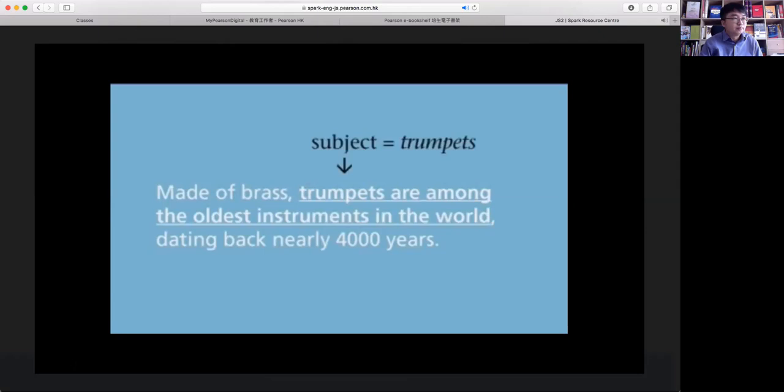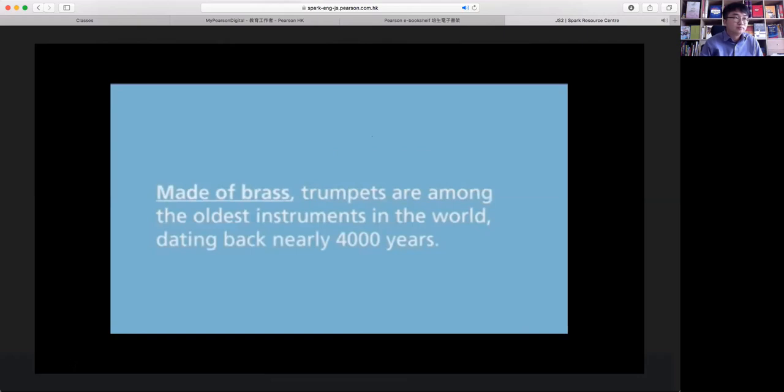Here's the main clause. Trumpets are among the oldest instruments in the world. The subject is trumpets. Long sentences can be hard to understand. Always look for the main clause first, then look for the other clauses. Made of brass is a participle clause, giving extra information about trumpets. In writing, non-defining participle clauses often go before the subject. Dating back nearly 4,000 years is a participle clause too. It also gives extra information about trumpets.